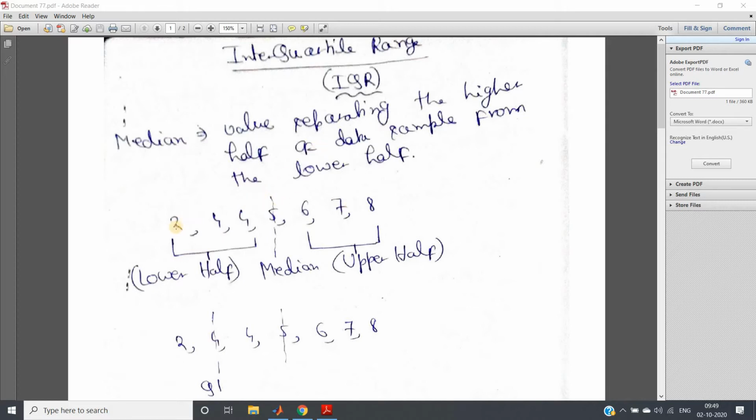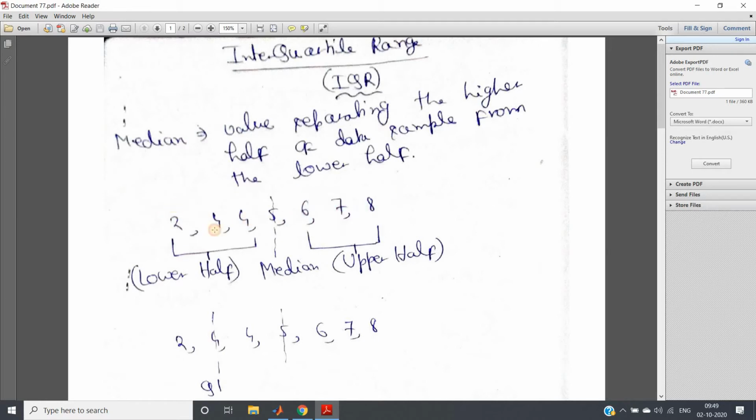First of all, suppose I have one data set: 2, 4, 4, 5, 6, 7, 8. Now what is the median? I hope you all know. If you sort the data set and take the middle value, that is the median. It is one particular value present in your data set which separates the higher half of the data from the lower half. Here 2, 4, 4, 5, 6, 7, 8 is already sorted, so the middle element is 5. This value separates the lower half from the upper half. So this is called the median. This part is the lower half, and this part is the upper half.